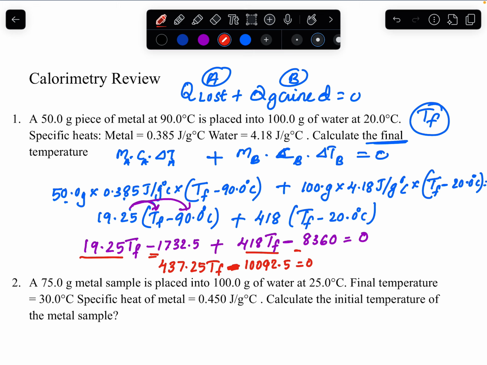So I'm going to take this on that side, so you will get 437.25 TF is equal to 10,092.5. I took that to the other side, or you are just adding that number on both sides. That's normal algebra. Then I'm going to divide both sides by 437.25. This will cancel. So TF is equal to 10,092.5 divided by 437.25.